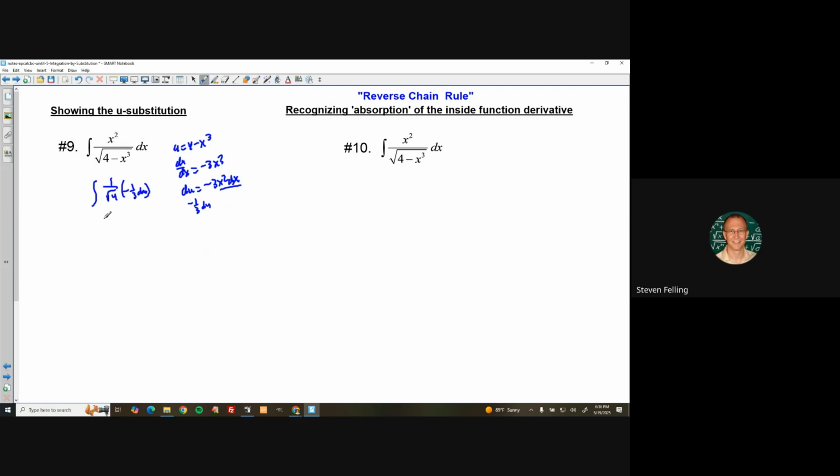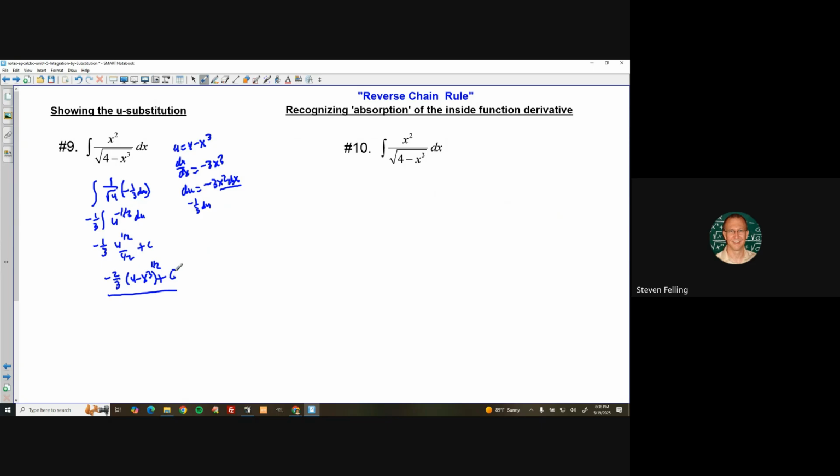And then I'm thinking, okay, that's the same as u to the negative 1/2. I can bring the negative 1/3 outside, and now I can do the antiderivative. So negative 1/3 constant, add 1 to the negative 1/2 to get positive 1/2, and divide by that. Add the c. Dividing by 1/2 is multiplying by 2, so that's negative 2/3. The u is 4 minus x cubed, to the 1/2, plus c. All right, so this is the result here.